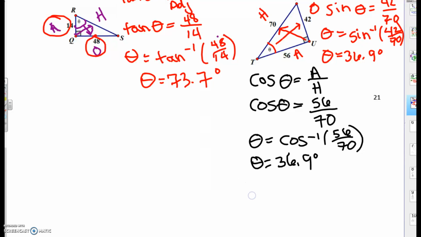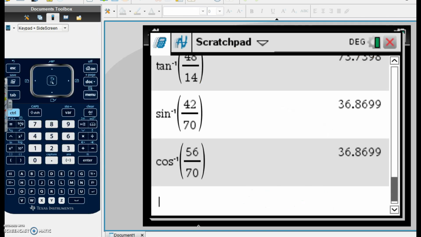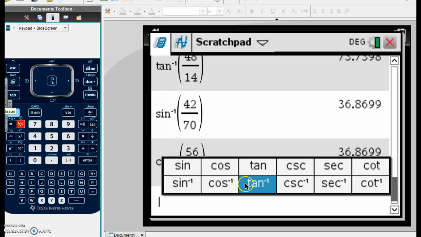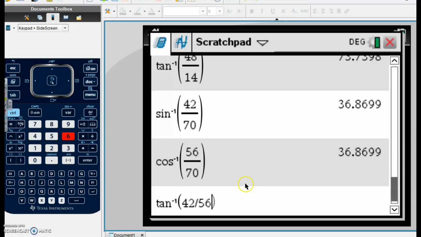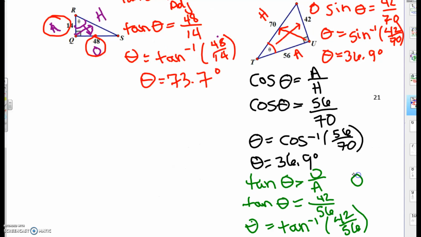Well, now let's look and see what happens if we use the tangent function. Let's switch to a different color. So tangent of theta is equal to opposite over adjacent. So tan of theta is equal to, well, your opposite side was 42. Your adjacent side was 56. So that means theta equals tangent inverse of 42 over 56. Well, we hop into the calculator. I'm going to go tan inverse of 42 over 56. And oh my gosh, we get the same answer. What a surprise. So theta definitely equals 36.9 degrees.